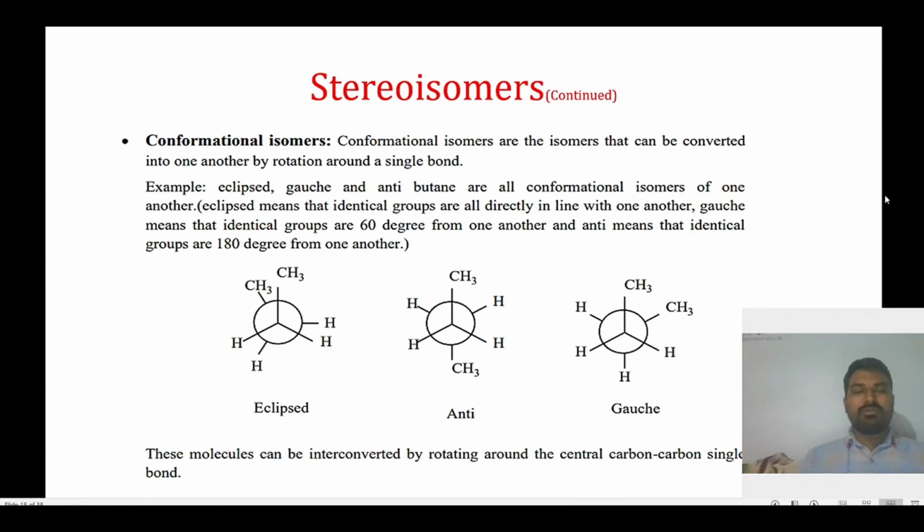Now, what are conformational isomers? Conformational isomers are the isomers that can be converted into one another by rotation around a single bond.